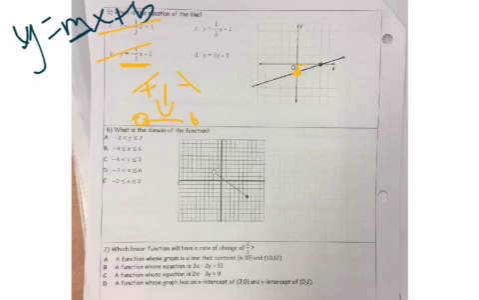Now I need to count my rise and my run. My rise is 1 and my run is 3. That is 1 over 3. Rise over run. So the answer is C.